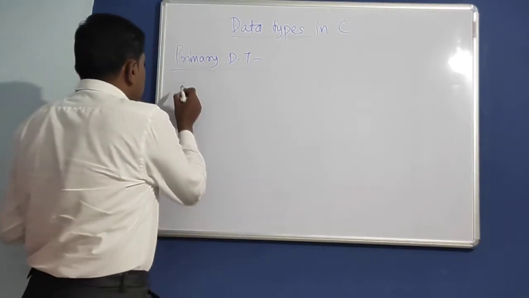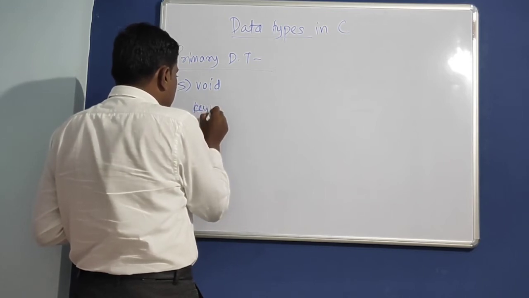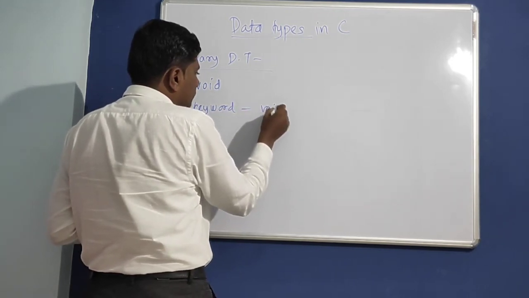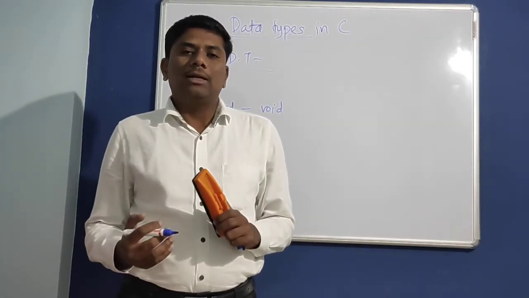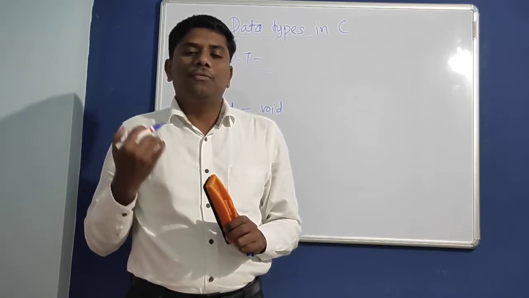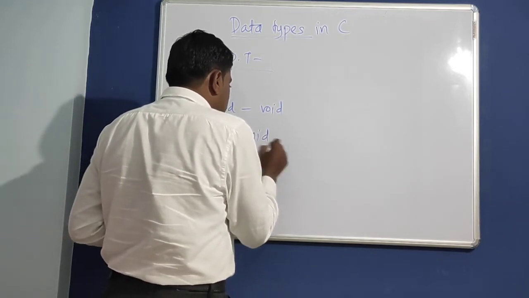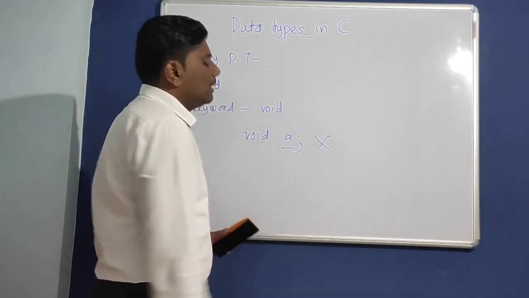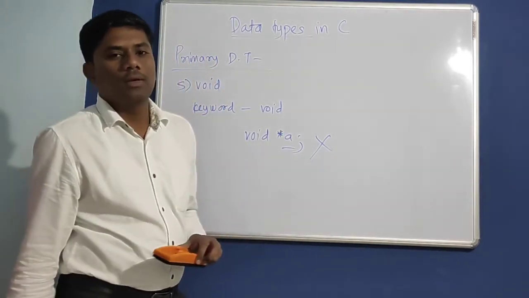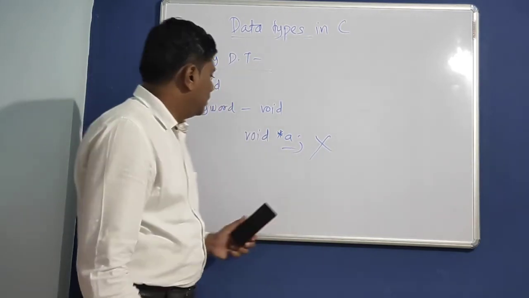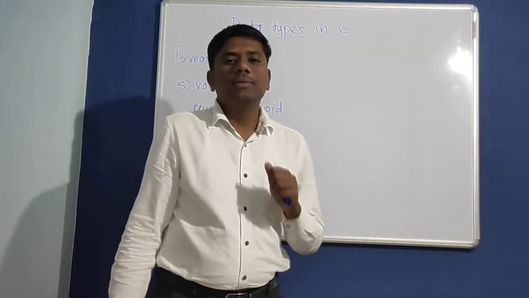Next, last data type is void data type. So keyword is void. So generally void data type we are not applying on simple variable. We are not applying this void to variable. So this is invalid in C. There is only the concept of void pointer. So generally we are not using this void data type for a simple variable.